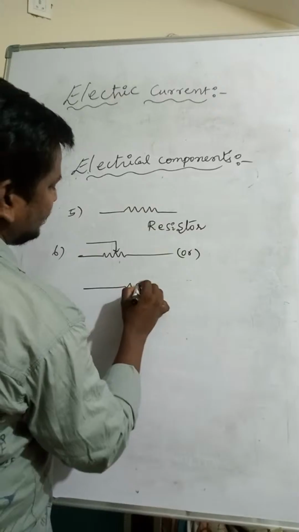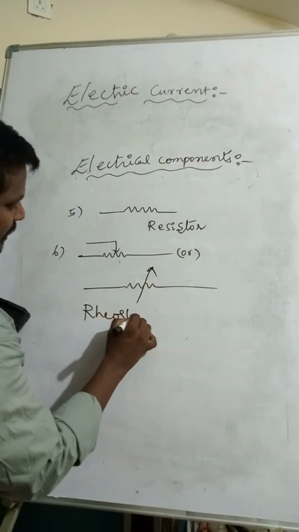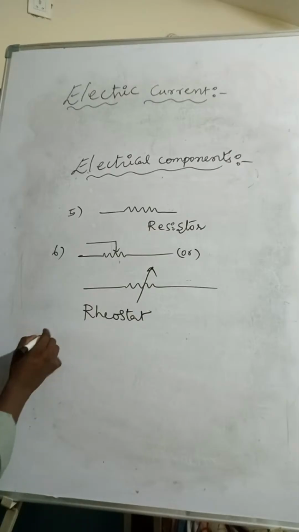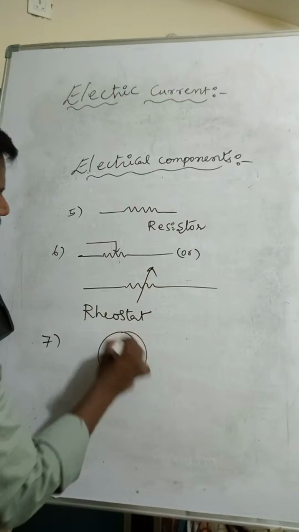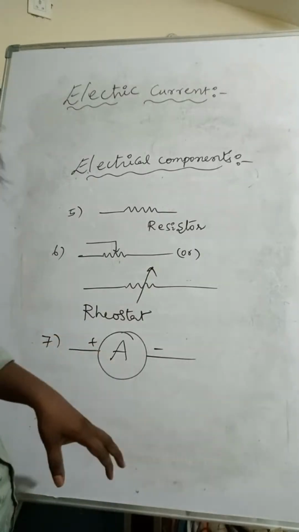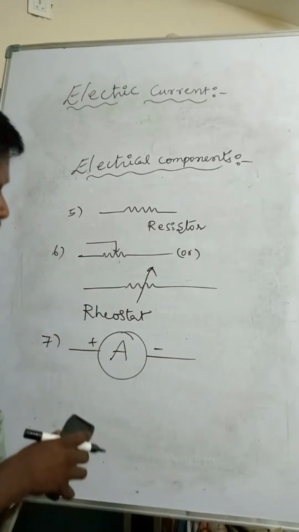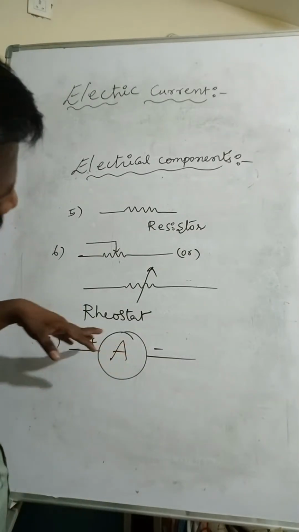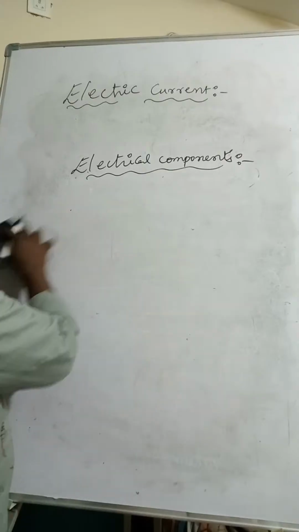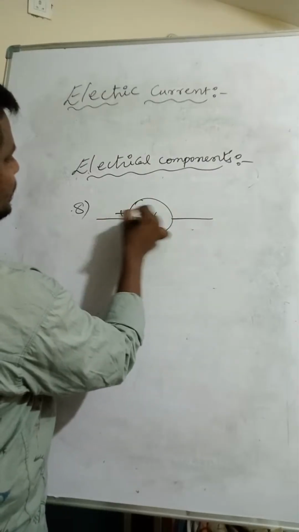Either we can take like this, rheostat. Okay. So seventh one is ammeter. So I am considering this ammeter, positive terminal, negative terminal. So we can also consider one more ammeter. Next one is voltmeter. Eighth one is voltmeter. So I am considering the voltmeter.